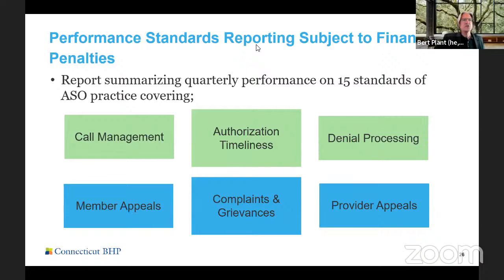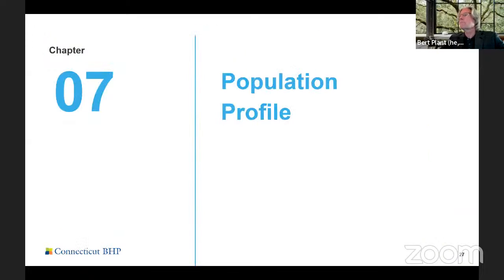We have in our contract 15 performance standards that really look at how the ASO is performing in some of its basic functions, things around call management and timeliness of that, the timeliness of our authorization process, how we're processing denials, appeals that both members and providers can apply, and our complaints and grievances, tracking them by different groups and looking at resolution of those. So these 15 different standards subject us to penalties if we don't meet the threshold. And we have that data as well in a standard report card every year.